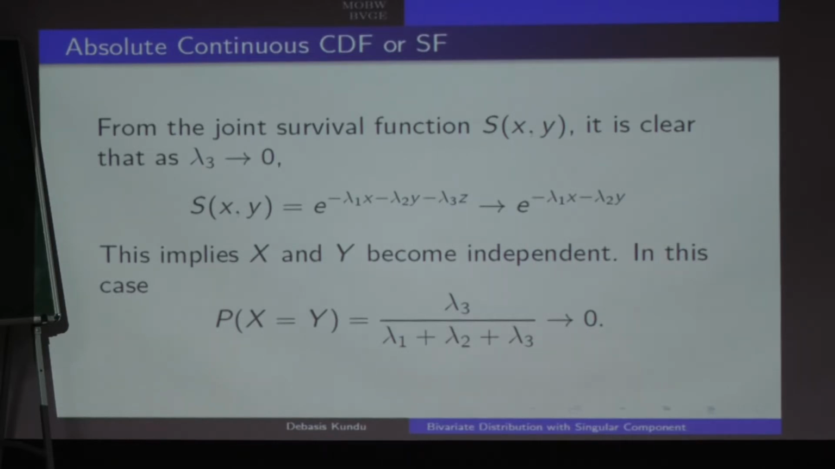Some simple properties can be easily derived, because it's a simple model. If you take lambda 3 goes to 0, then your survival function simply converges to this one, which basically tells you that X and Y become independent. It comes out as a product. So your probability X is equal to Y becomes equal to 0, because lambda 3 goes to 0, and they turn out to be independent. That is one of the nice parts.